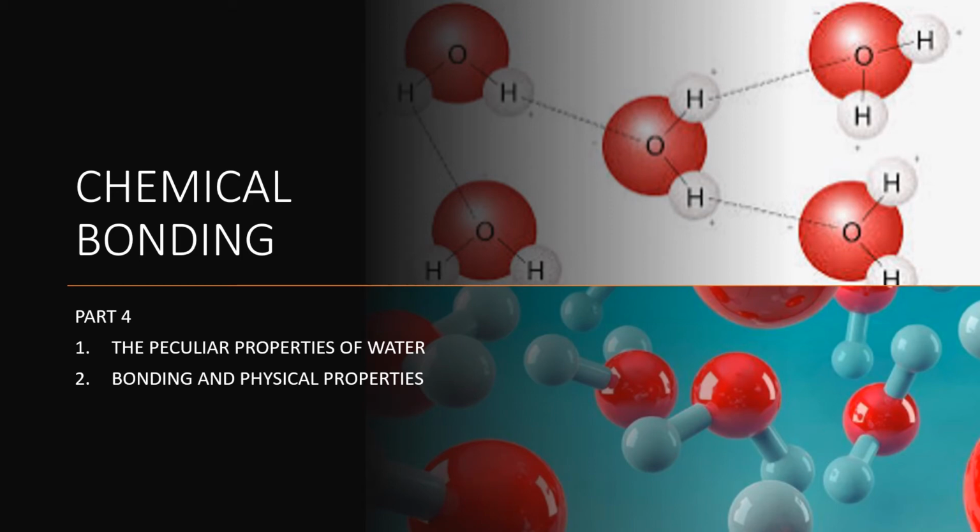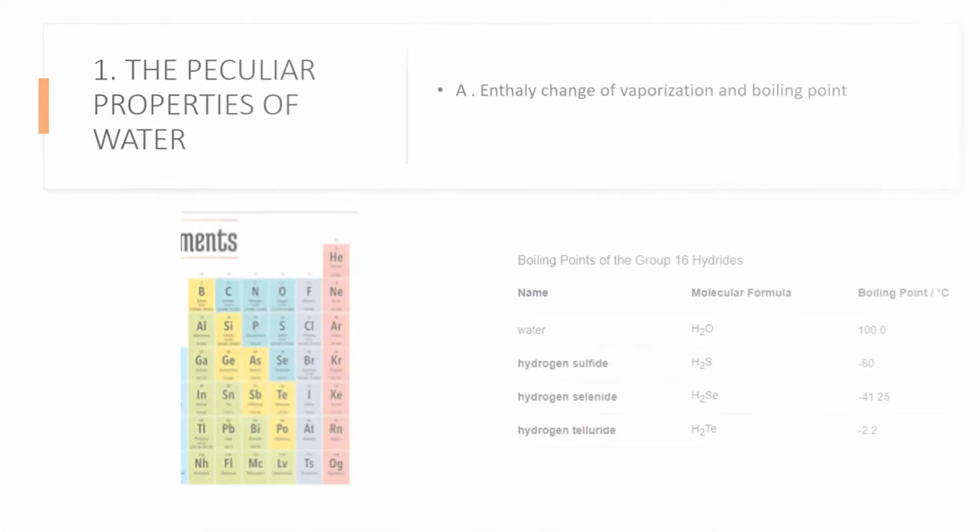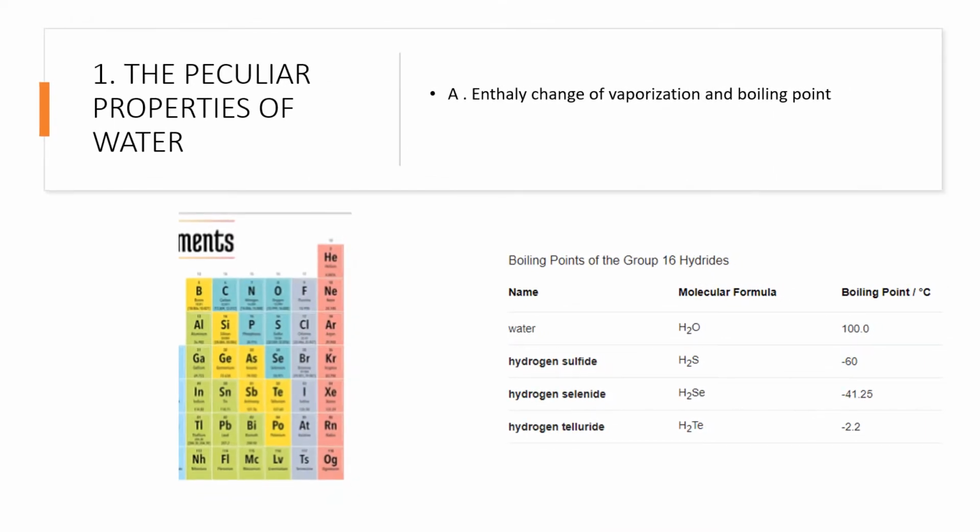We come to the last part of chapter 4, chemical bonding. In this part, we want to discuss, first, the peculiar properties of water, and second, bonding and physical properties. The first, the peculiar properties of water.